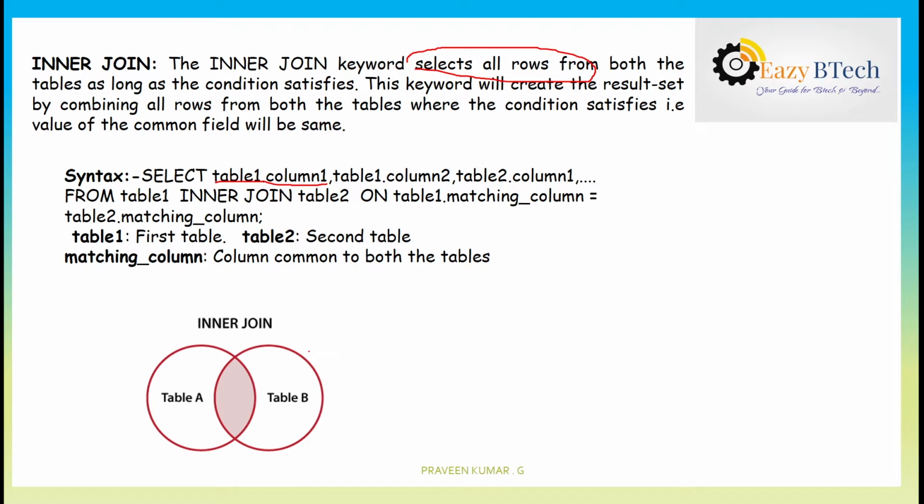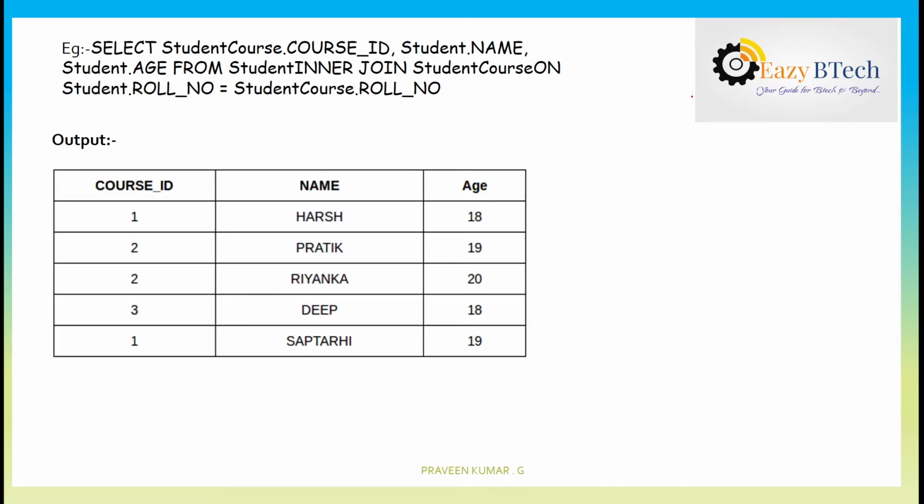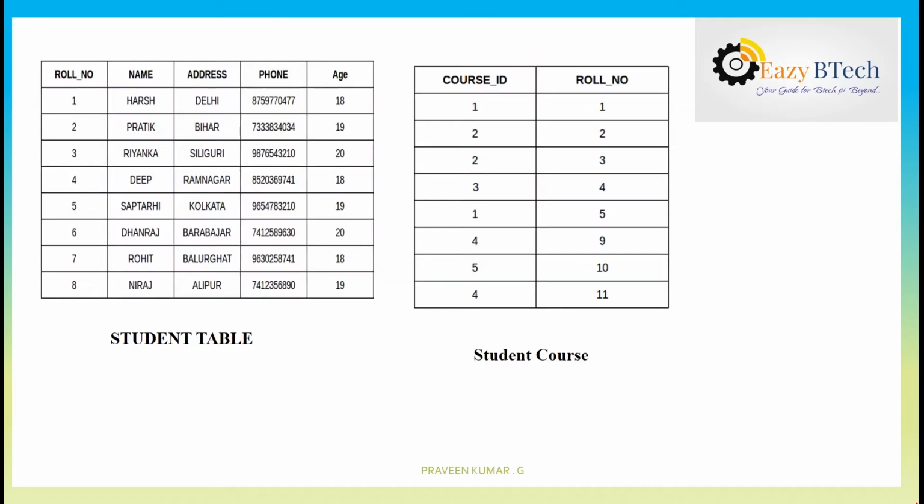That's why we write the condition: select table column names from table 1 inner join table 2 on table 1 matching columns equal table 2 matching columns. Only those common fields will give us the output. So we write: select student course ID, student name and student age from student inner join student course on student roll number equal course roll number.